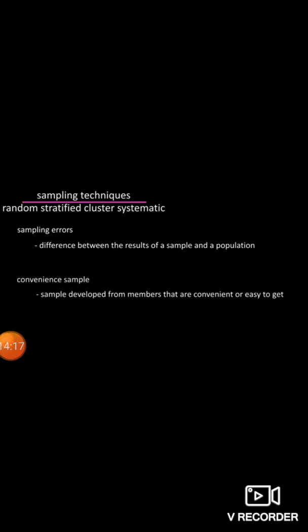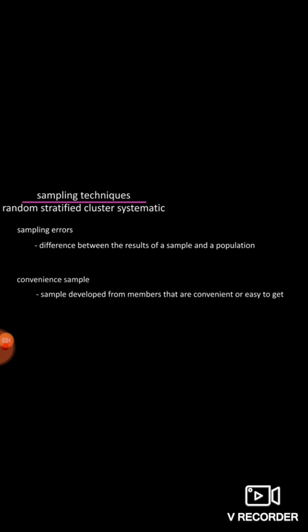Next, sampling errors occur because there is a difference between the results of the sample and that of the population. So that is possible in all the cases. Then I would like to also add here about convenience sampling. Convenience sampling is the method where the investigator can select the sample on the basis of his convenience.